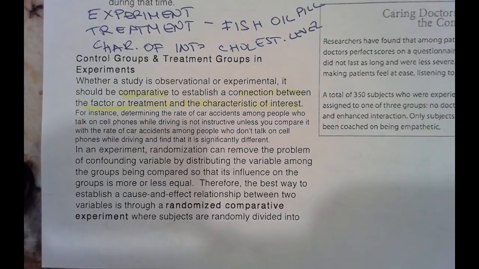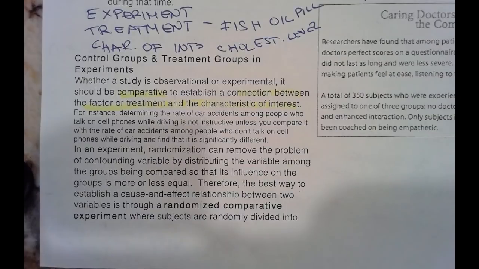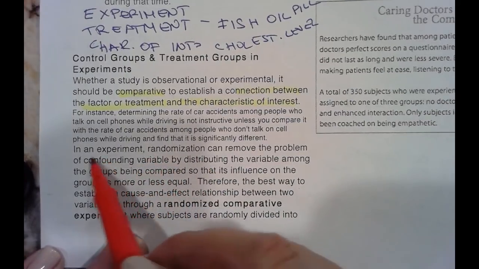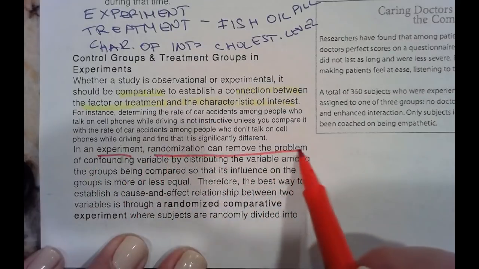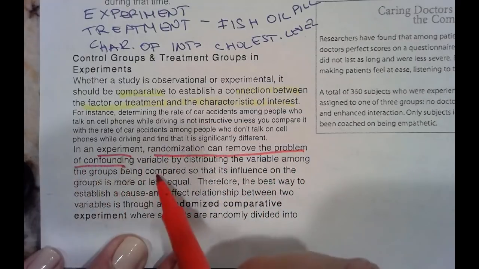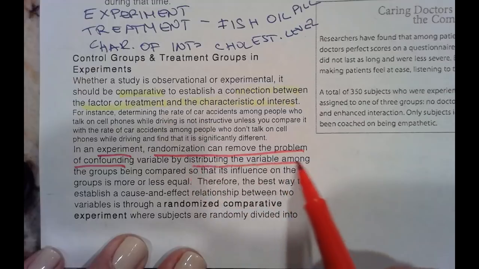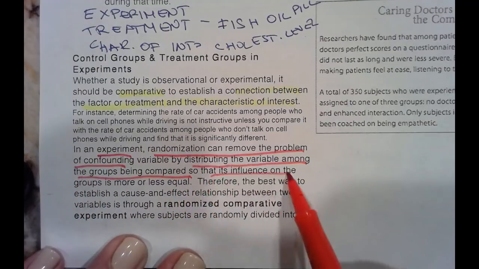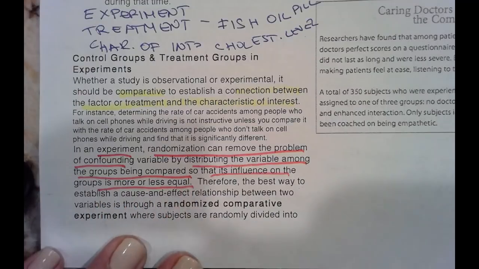In an experiment, randomization can remove the problem of confounding. In an experiment, randomization can remove the problem of a confounding variable by distributing the variable among the groups being compared so that its influence on the groups is more or less equal.